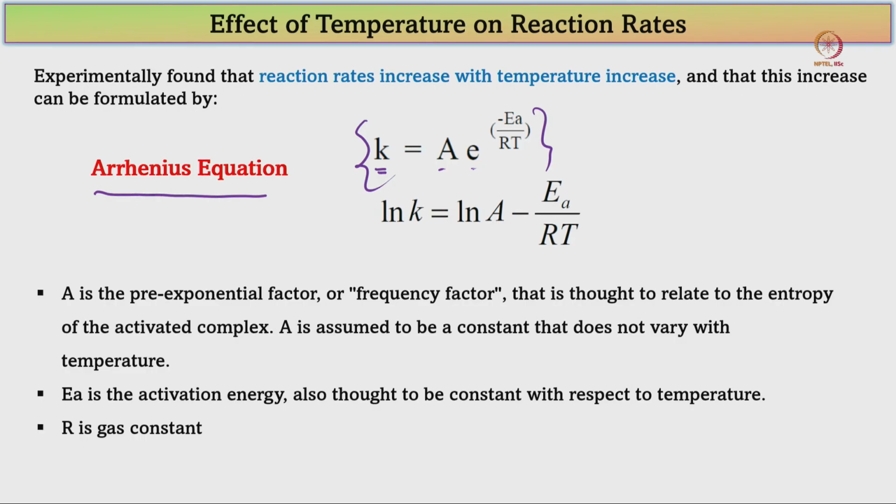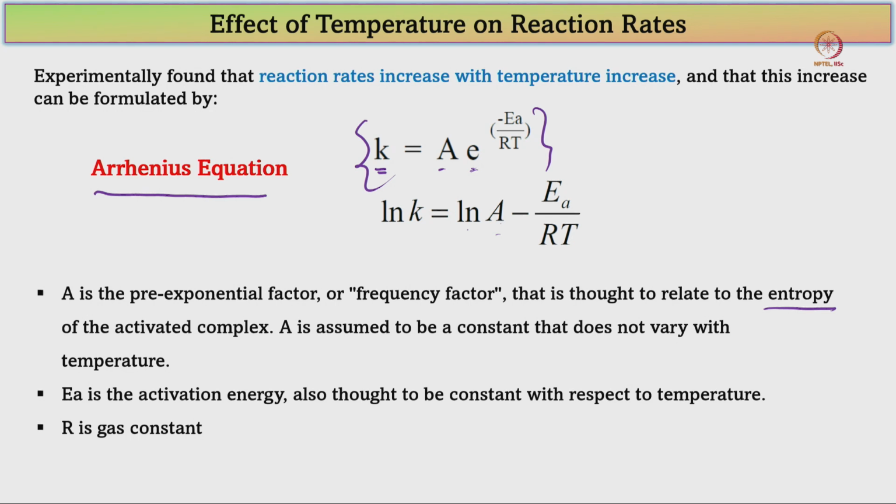If you write it in log terms, because it is e, we are going to write ln and not log. So, ln k is equal to ln A minus Ea divided by RT. And what is A? A is called a pre-exponential factor or frequency factor, which, if you think of it in physical terms, is related to the entropy of the activated complex.